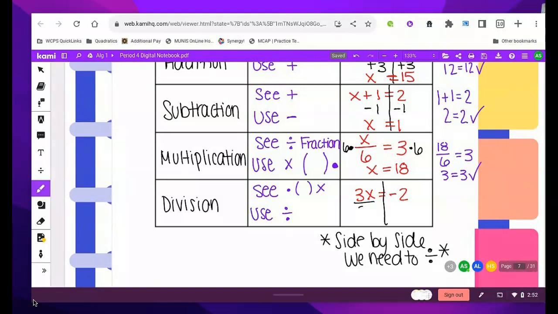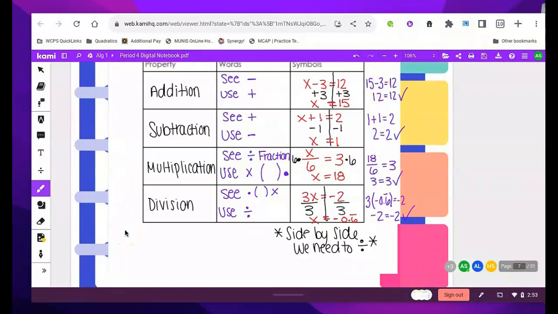So I'm going to divide by that 3. So my solution, x is equal to -2 divided by 3, which is -0.6 repeating. And again, I can substitute that back into my original equation. 3 times -0.6 repeating is equal to -2. 3 times -0.6 is equal to -2. And -2 does equal -2, so I know I did that correctly.